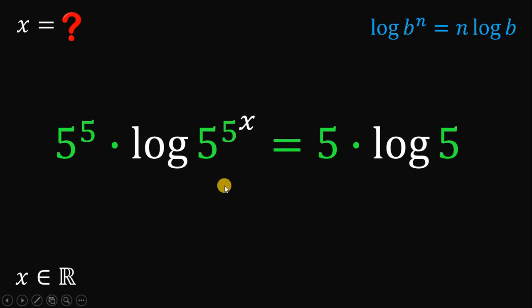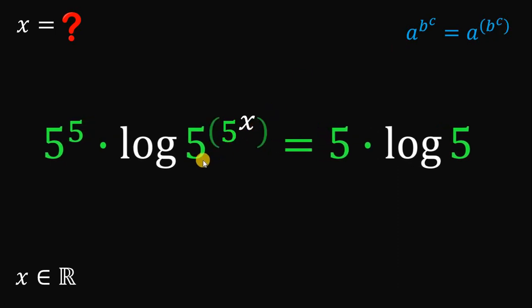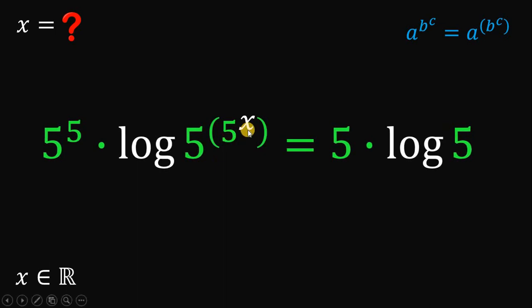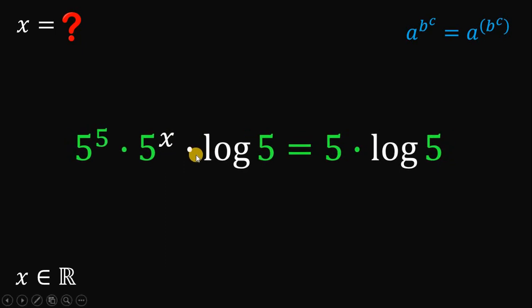Now, at this point, take note that if we have a raised to b raised to c, this is equivalent to just a raised to the power of b raised to c. Therefore, this 5 raised to 5 raised to x is the same thing as 5 raised to the power of 5 raised to x. Now at this point, we can now use the properties of logarithm. Logarithm of 5 raised to 5 raised to x is equivalent to just 5 raised to x times logarithm of 5.